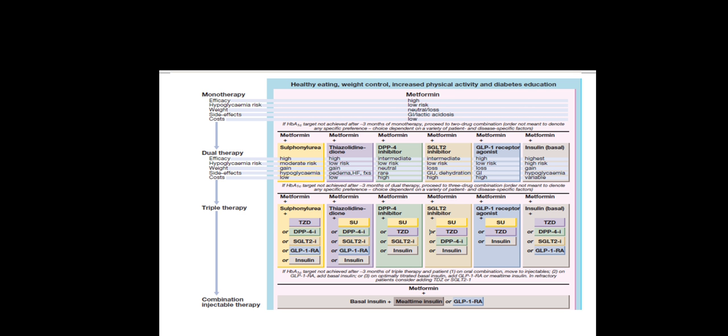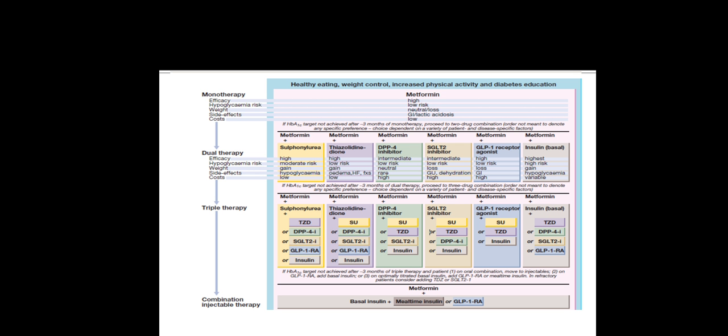With an optimum dose of metformin, if you are not able to get the HbA1c target or good glycemic control, then we go for a dual therapy. Again, these are the factors that you will be looking for: the efficacy, hypoglycemia risk, weight, side effects, and cost. So you add metformin plus a new agent. It could be a sulfonylurea. Efficacy is high, but there is a moderate risk of hypoglycemia and also weight gain because of the sulfonylurea, and side effect is hypoglycemia again, and cost is low.